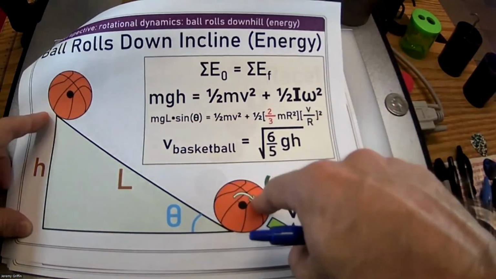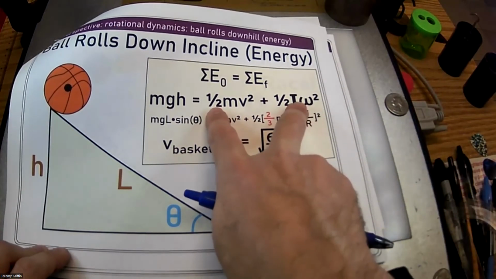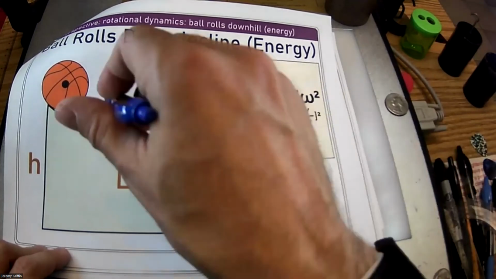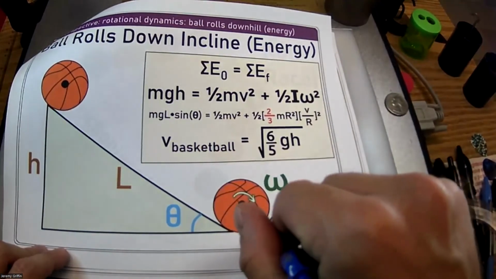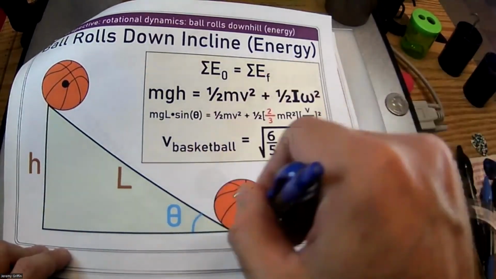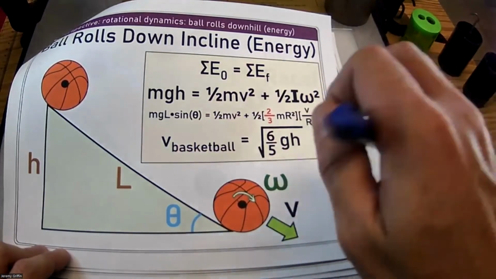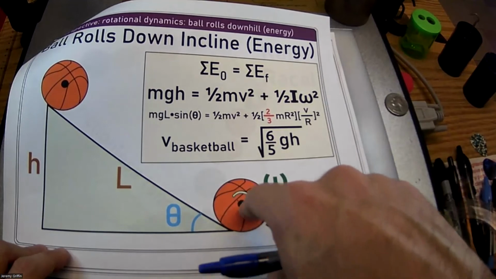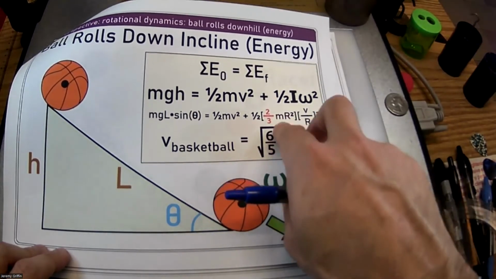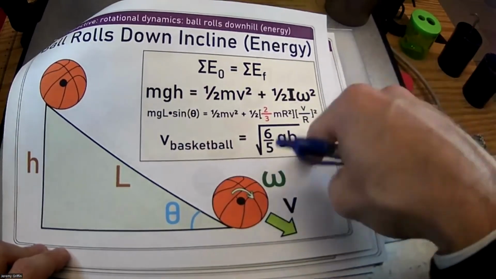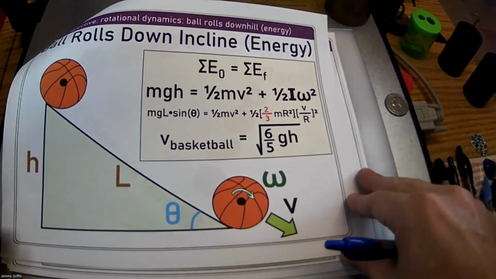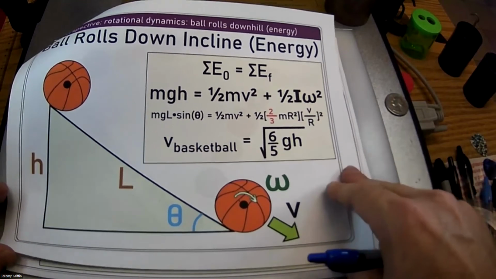And at the bottom, it's kinetic energy, but it's actually two kinds of kinetic energy. Some of it is linear kinetic energy, the kinetic energy of just moving in a straight line. But there's also some energy that goes into making it rotate. Now, this rotational kinetic energy, I'm going to treat as rotating about its own center of mass. So I'm going to use the regular 2/3 mr squared for rotational inertia. You crunch the numbers there, you get the exact same speed of the basketball at the bottom of the incline.